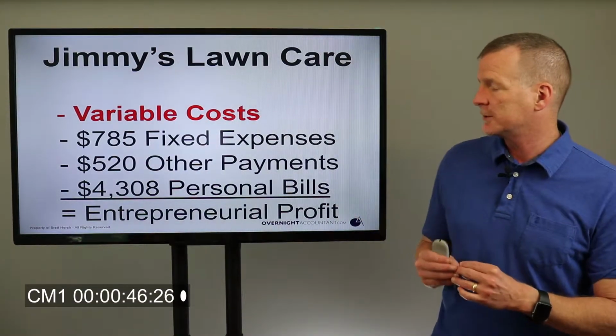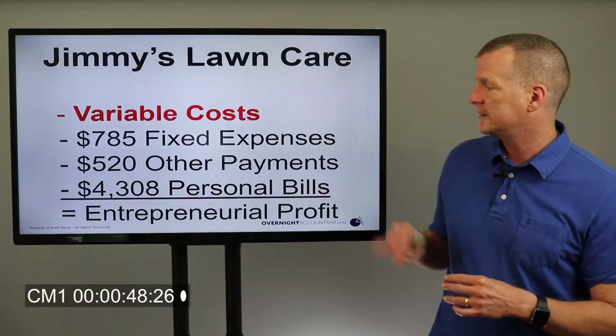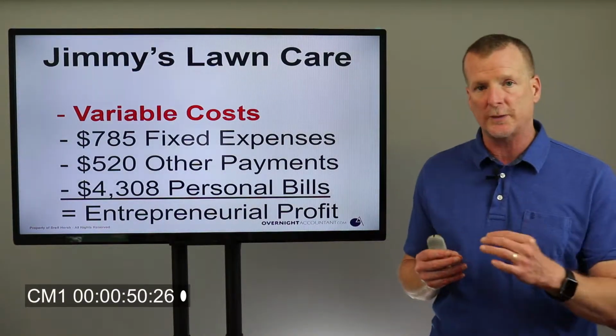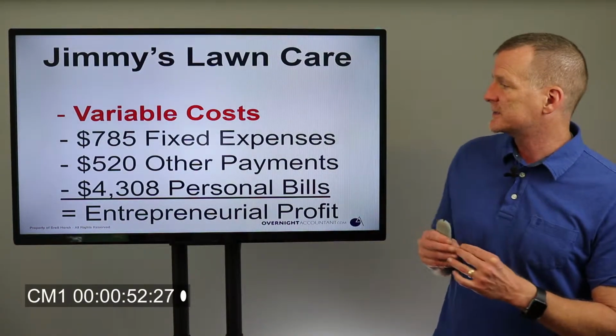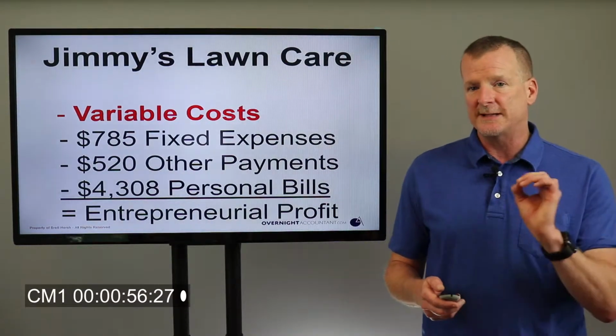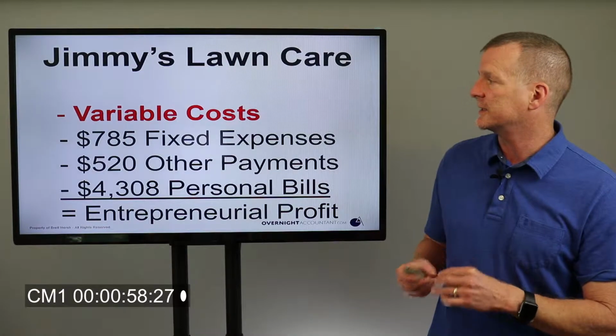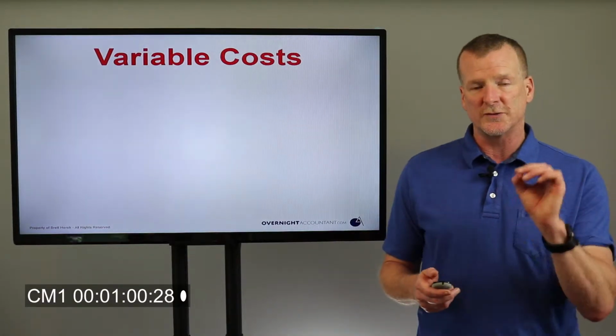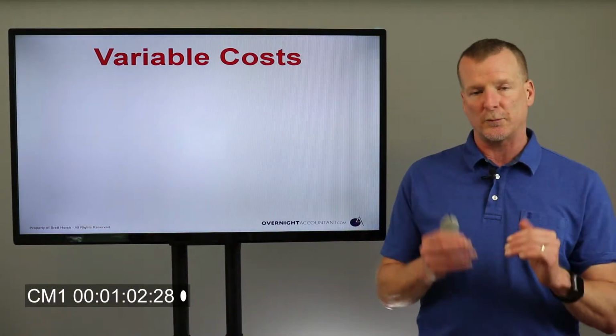We discussed his personal bills are $4,308. His debt and other payments are $520 a month. His fixed expenses are $785 a month, which we determined in the last lesson. Now in this lesson, we are discussing variable cost. We introduced this in the last lesson. We're going to go into a lot more detail in this lesson.